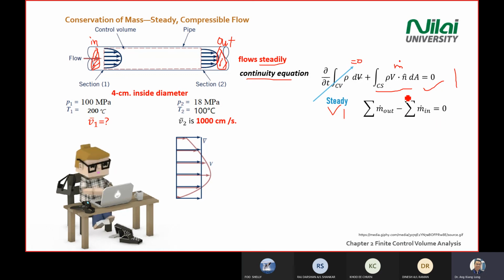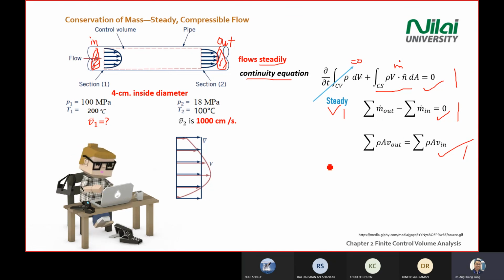Because you are applying the continuity equation, you get another mark for the steps and equation. Then after that, you expand the equation. What is the m dot? Basically, you just copy, or you just refer to the equation of your control surface dimension. You write rho A V out equal to rho A V in. Then you get another mark for this expansion of your m dot equation.